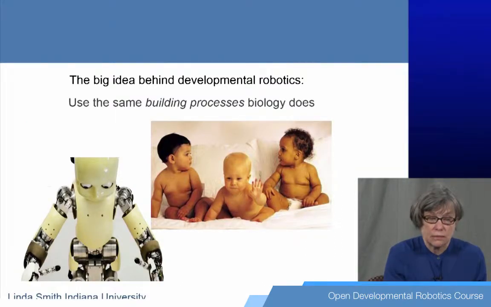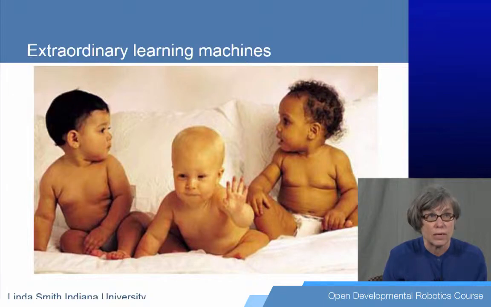The big idea behind developmental robotics is the idea of using the same building processes that biology does. And this is a really good idea because these devices right here are extraordinary learning machines. Babies develop their competencies without knowing exactly what they have to develop. They are highly adaptive. They might learn to become efficient tool users with chopsticks or efficient tool users with forks and knives. The openness of their possibility for learning and their adaptive ability gives a way to think about how to build smarter and more general robots.